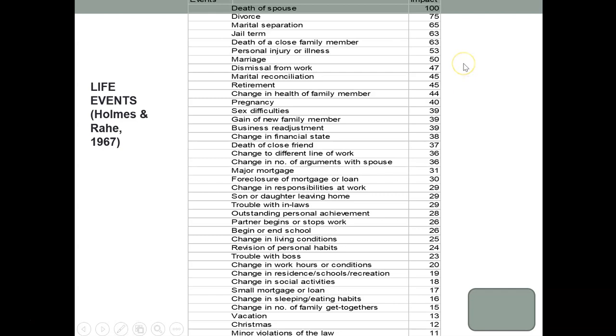Another thing that you might notice here is that it really doesn't take into account how a person might perceive a particular event or the circumstances surrounding the event. So let's look at an example. Let's look at pregnancy.